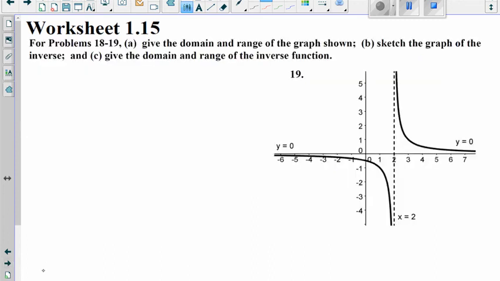Last one, let's do a graph here. Get this graph sketched as the inverse. It says first domain and range. Remember, for domain and range on a function like this, skip over the asymptotes.